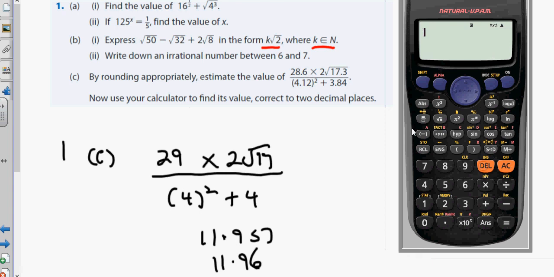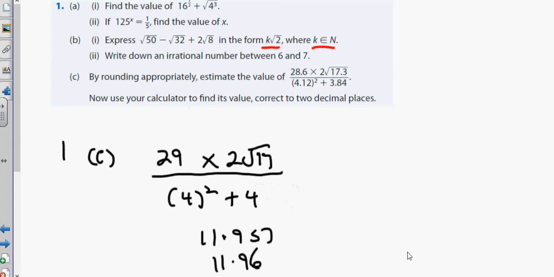We're just going to use the fraction button right away. So 28.6 multiplied by 2 root 17.3, all divided by 4.12 squared, plus 3.84. And what we're going to get here is 11.43. So 11.43 is the true answer, but you can see by rounding off we got a different answer, so we got 11.96. So when you round off, answers sometimes become inaccurate. Okay.